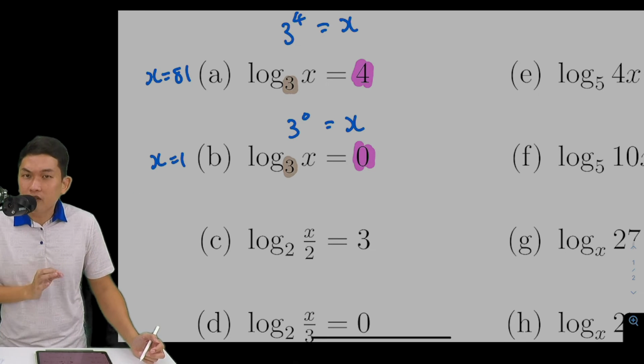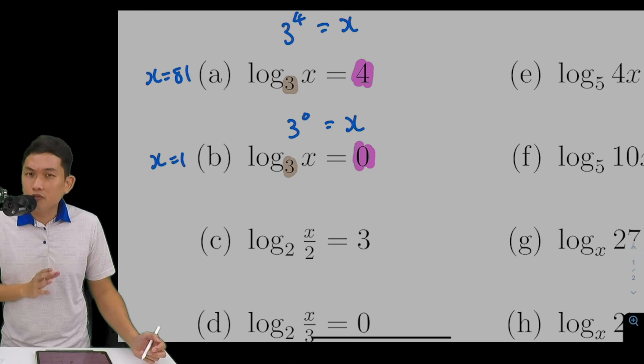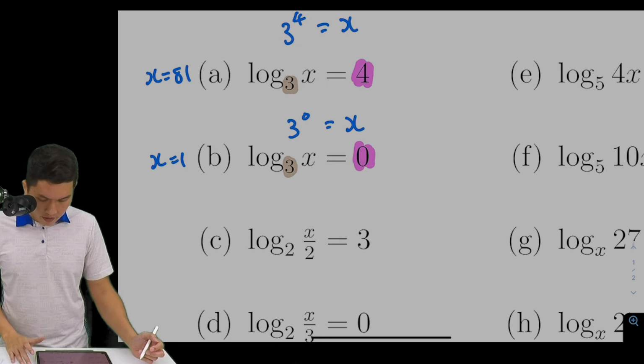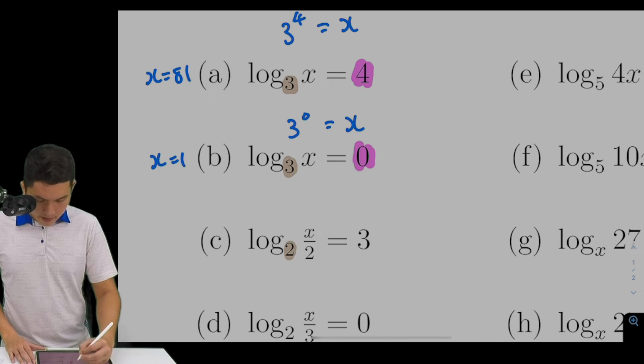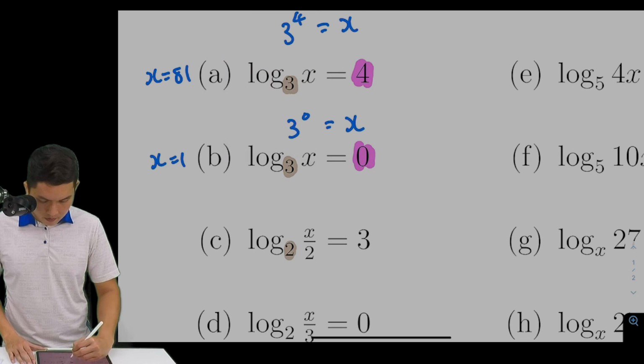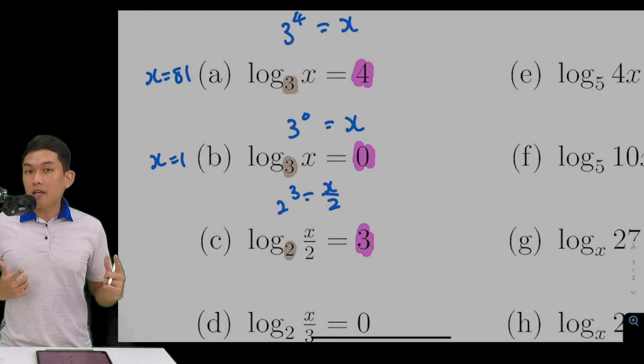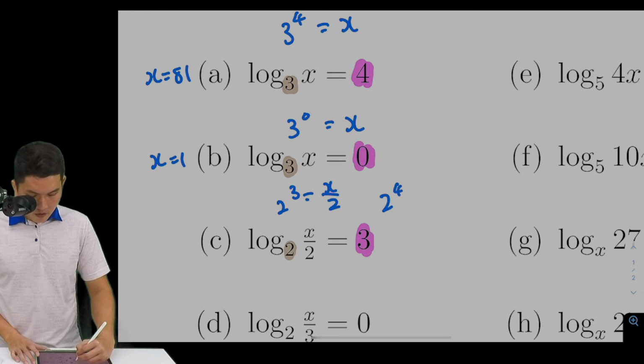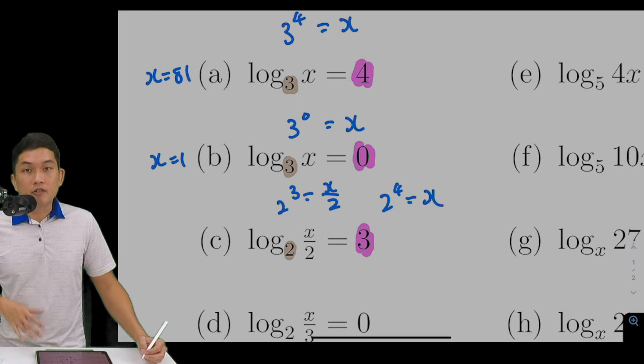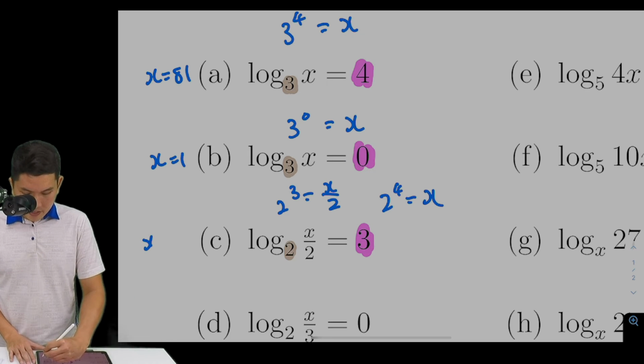So moving on to C, it looks a bit complicated. Log base 2 of x over 2 equals 3. No worries. Look for the base, look for the exponent, and this is 2 to the power of 3 is equal to x over 2. Multiplying both sides by 2, I'll get 2 to the power of 4 equals x. So again, you can use the calculator. That will tell you x is equal to 16.